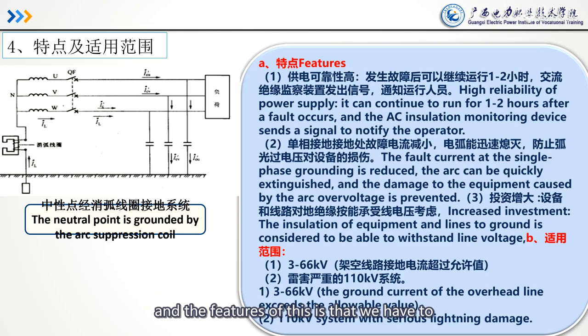And the features of this are that we have two important features. One is high reliability of power supply, and the second is the fault current at a single phase grounding is reduced. The arc can be quickly extinguished, and damage to the equipment caused by the arc overvoltage is prevented. And the third one is increased investment.